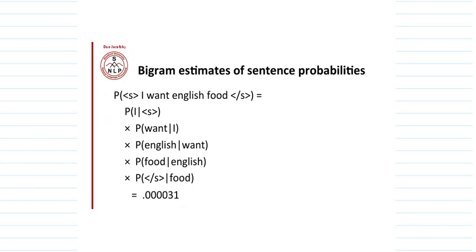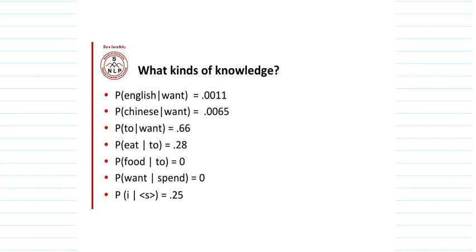So for a given sentence, I want English food, start and end of sentence, the probability of start given I, want given I, English given want, food given English, and end of sentence given food is equal to, with the help of bigram probabilities, I will look into the table and write this probability, look into the table, write this probability, and I will write all these probabilities, and I will get this as the total value of the probability. Similarly, I would get these probabilities from that bigram probability matrix.